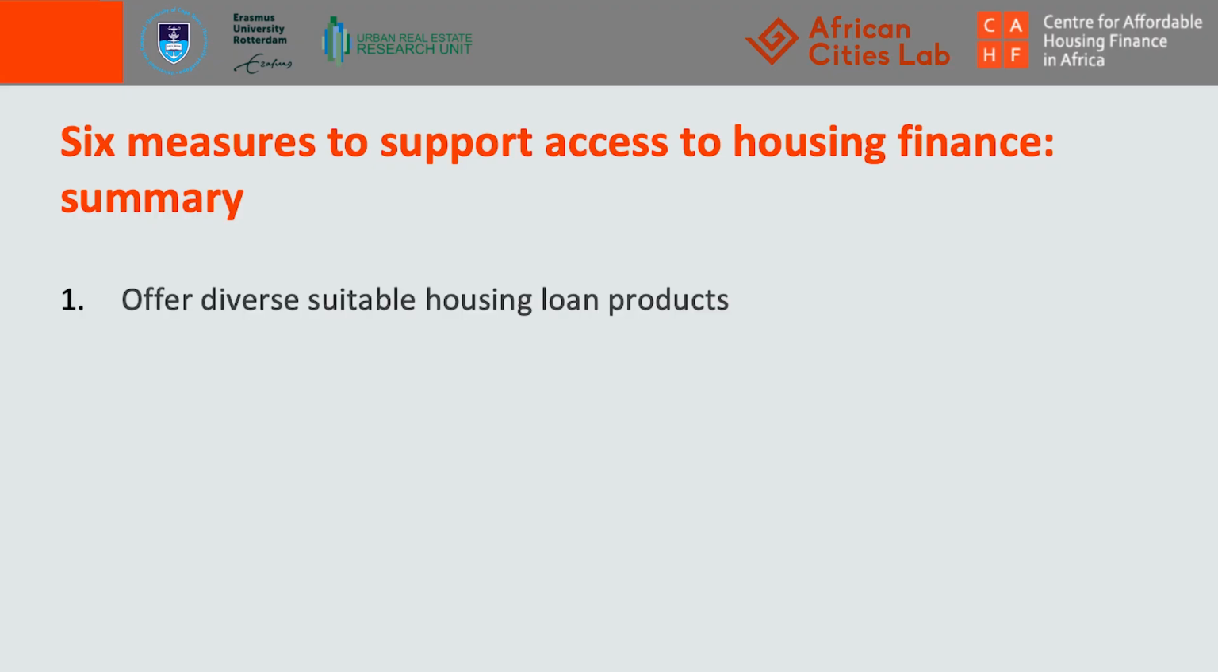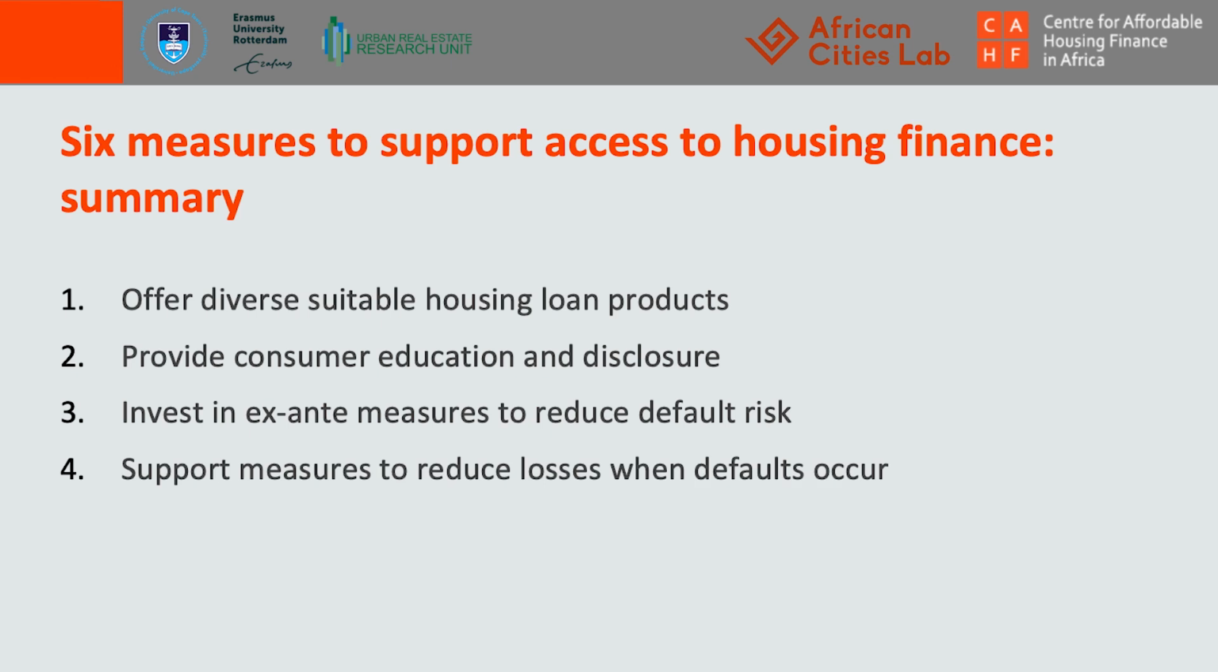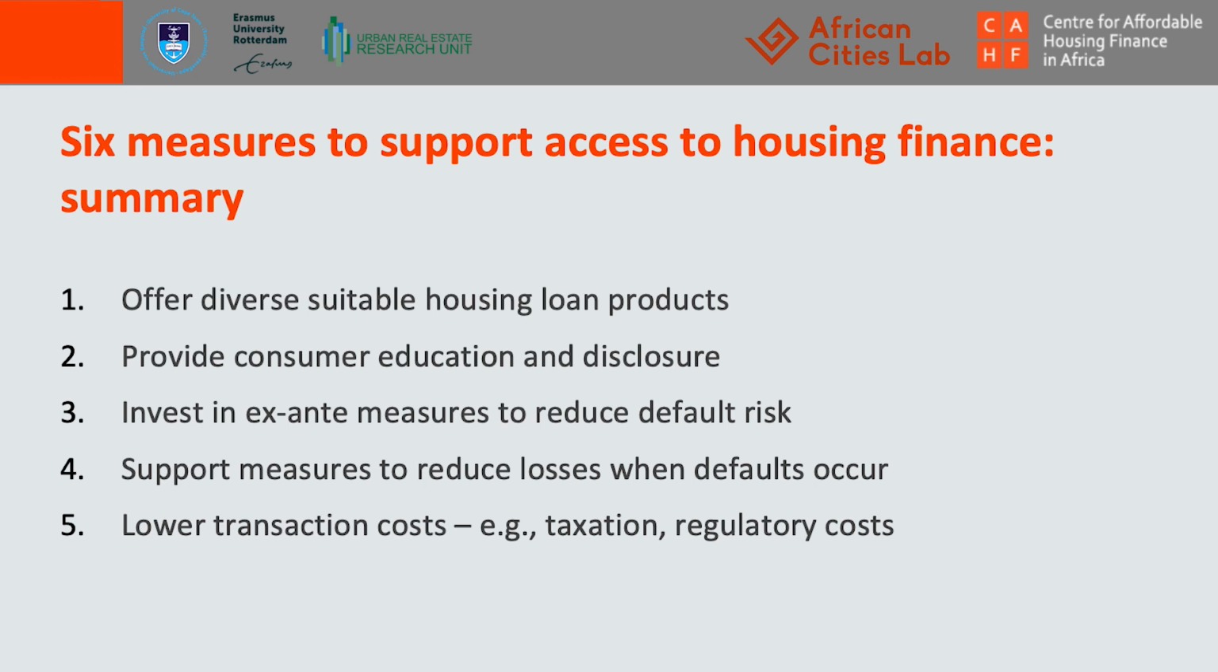First, offer more diverse housing loan products. Second, provide consumer education. Third, invest in ex ante measures to reduce default risk. Fourth, support credit measures to reduce losses when defaults do occur. Fifth, lower transaction costs, such as costs related to taxation and regulation. Sixth, provide subsidies to qualifying borrowers.